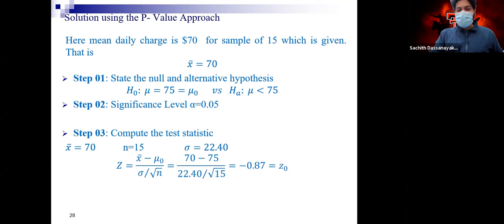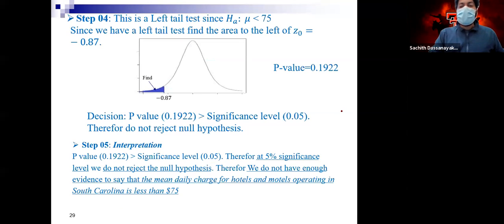Same here for the p-value approach. Up to this point, it is the same. Once you calculate the p-value, you will see the same result: do not reject. So the interpretation is the same.